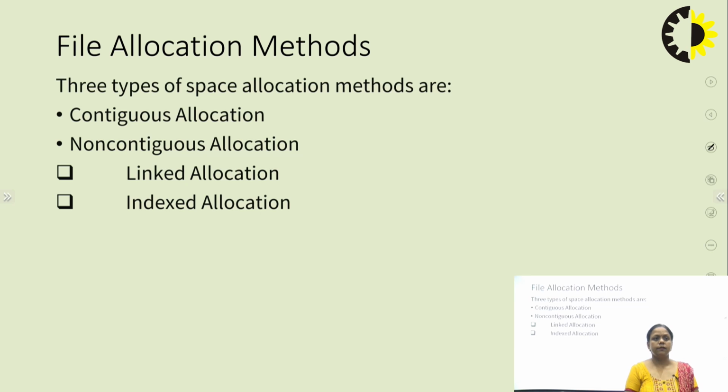Now next is file allocation methods. We have different types of allocation method. We have two types of allocation method. First one is contiguous allocation and second one is non-contiguous allocation. Now this non-contiguous allocation method is again divided into linked allocation and indexed allocation method. Fine.